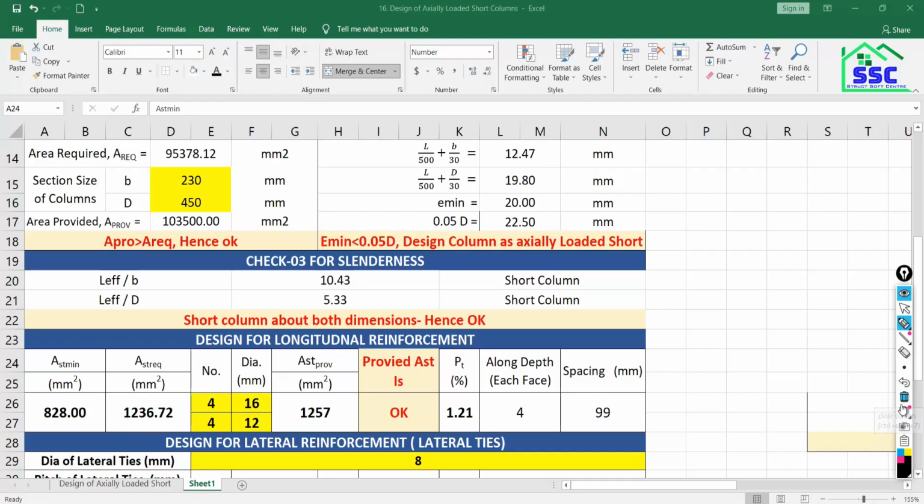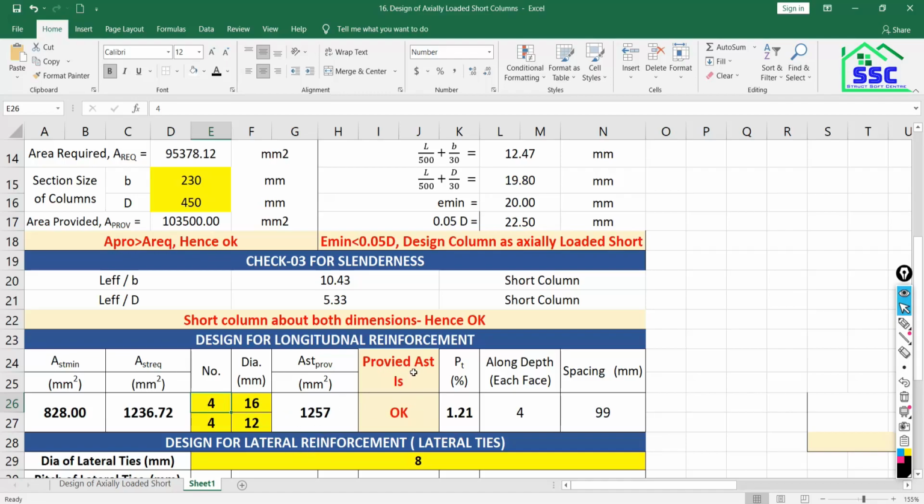Suppose after the calculation you are getting the area of reinforcement required, let's say 600 mm square only. So at that time the sheet will follow the minimum one because minimum is more than the required. But in the other situation, if your required is more than the minimum, then the sheet will follow the maximum one. So overall, the sheet will follow the reinforcement as the maximum of these two values. Now next thing is we have to adjust the AST provided, the area of reinforcement provided, by adjusting the numbers and diameter of bars. So here I am adjusting that.